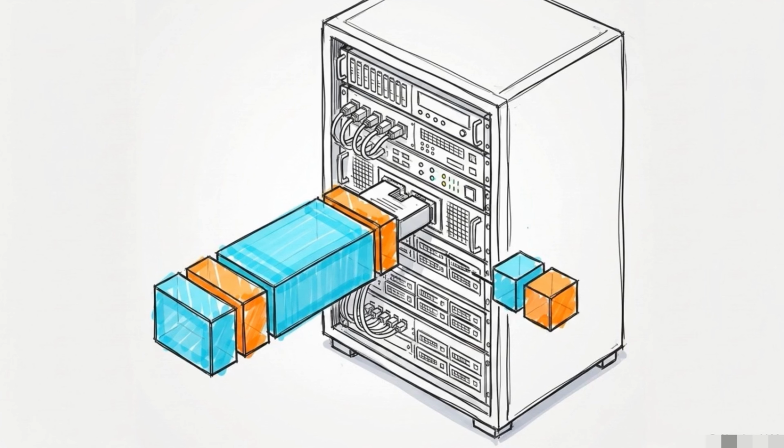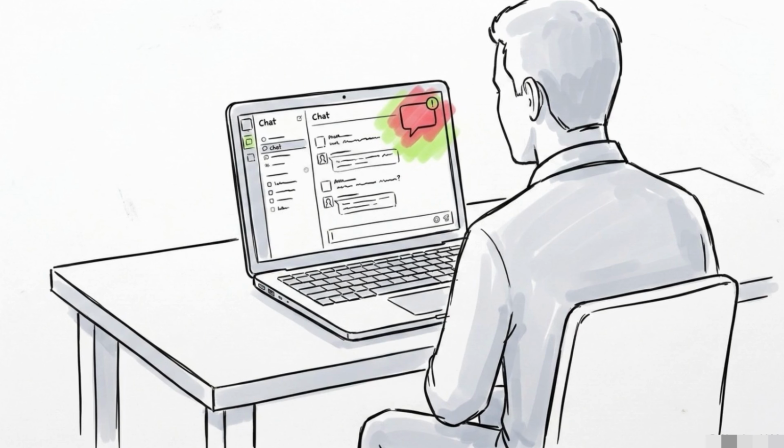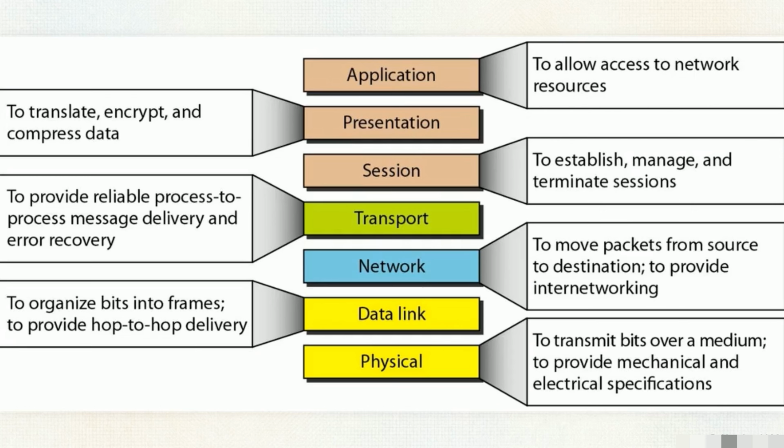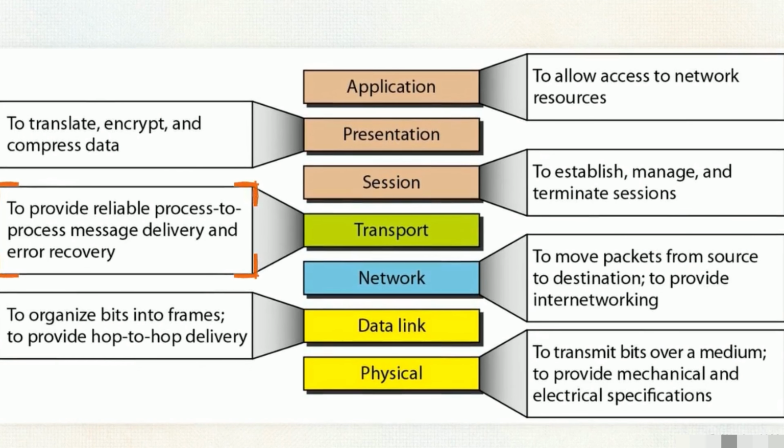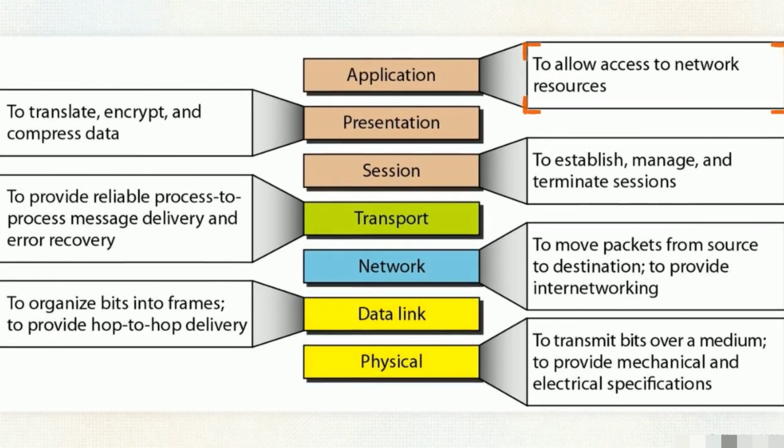Once the data reaches its global destination, it still needs to be prepared for the actual human user. This breakdown shows the roles of the top 4 layers. The transport, session, presentation, and application layers take over to manage reliable message delivery, establish distinct software sessions, handle data encryption, and finally, allow your specific application to access the network resources.